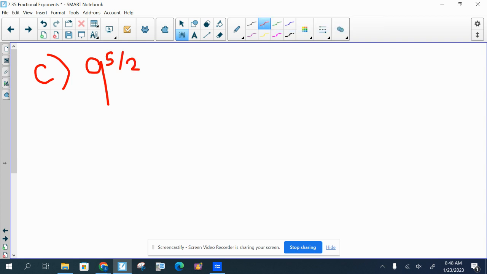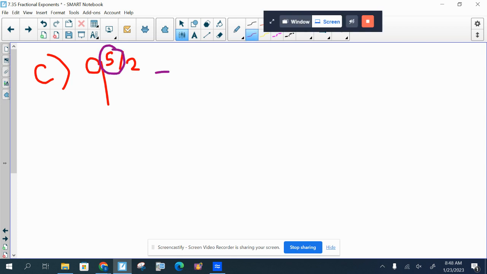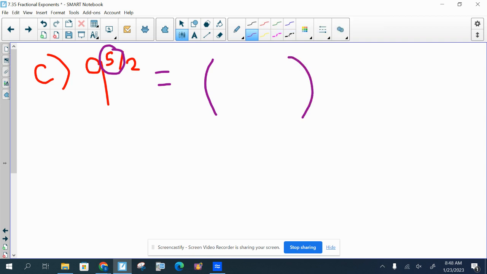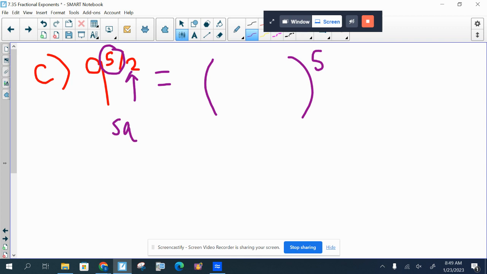So what are we going to do if there is a number in the numerator other than 1? We're going to take the 5, and this first step is to put parentheses. So make some set of parentheses. The 5 goes to the exponent, so we're going to put the 5 outside of the parentheses. The 2 means square root.